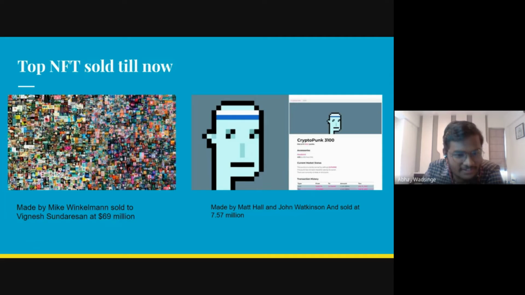Now, why this NFT is really unique is that all the images over there are images of his life from 2007 to 2020. This artwork contains all the images of his life, starting from the year 2007 till 2020. So there's a lot of effort in it.